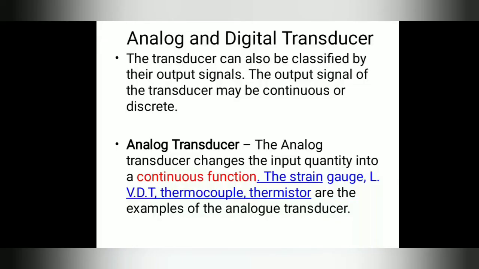So the next classification is analog and digital transducer. The transducer can also be classified by its output signal. The output signal of the transducer may be continuous or discrete. Analog means if the output signal of the transducer is a continuous function, that corresponds to an analog transducer. Examples are strain gauge, LVDT, thermocouple, and thermistor.